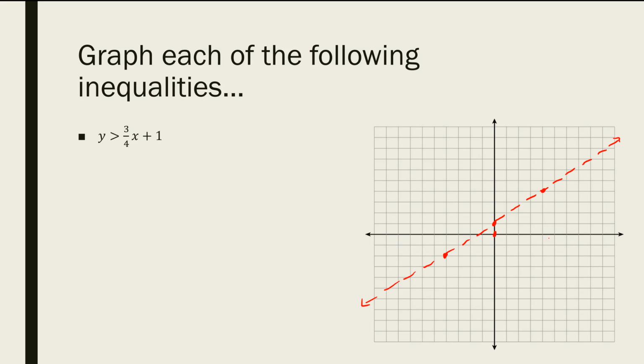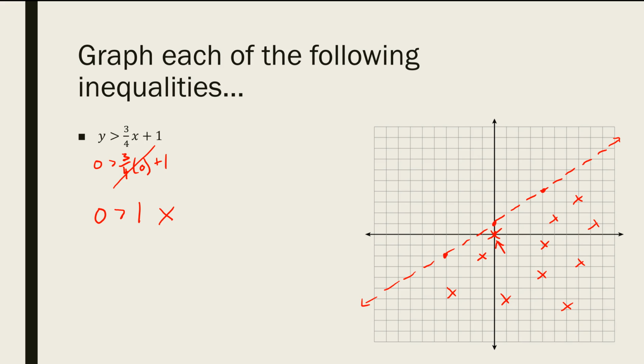So let's see what happens when I plug in 0, 0. 0 is the y, 3/4 is, 0 is the x. Again, this term goes away, and I have 0 is greater than 1. That's not a true statement. That means this point is a point that doesn't work. And since that point doesn't work, I can go ahead and assume that any other point, if I were to plug this into the inequality, any point on this side of the line would not work.